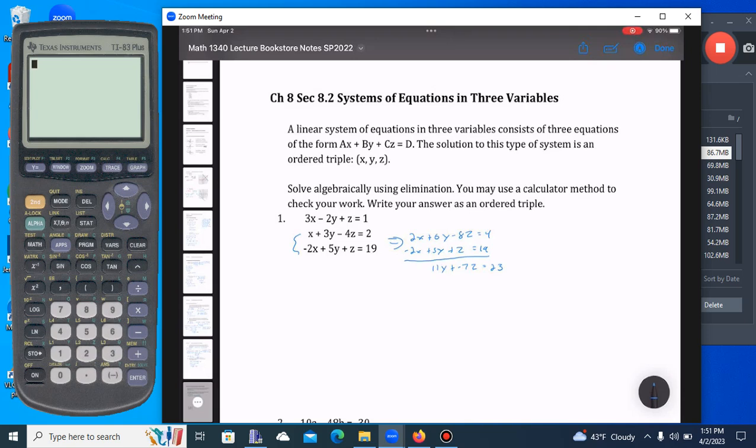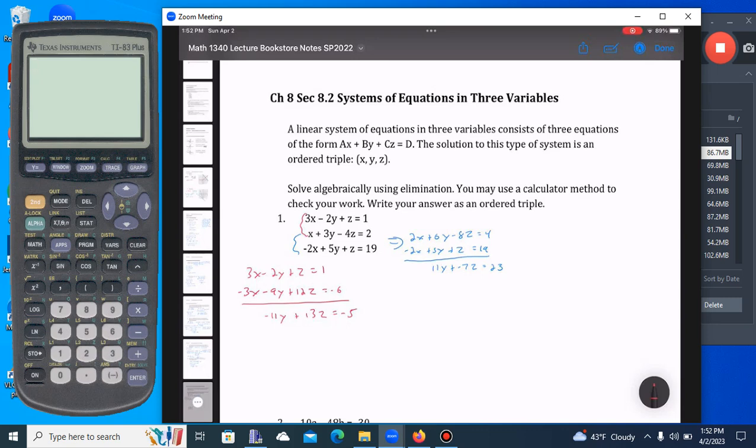Now I'm going to do the top two equations. I multiply the middle one by a negative 3. So 3x minus 2y plus z equals 1, and negative 3x minus 9y plus 12z equals negative 6. When I add them, I get negative 11y plus 13z equals negative 5. This doesn't always happen, but the fact that we have 11y and negative 11y actually helps us out here.